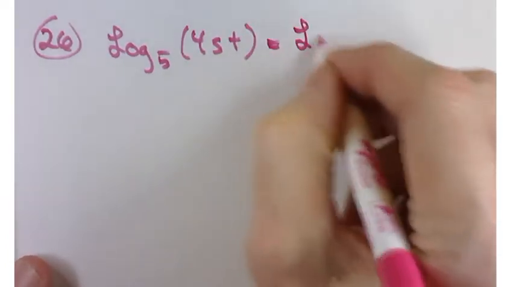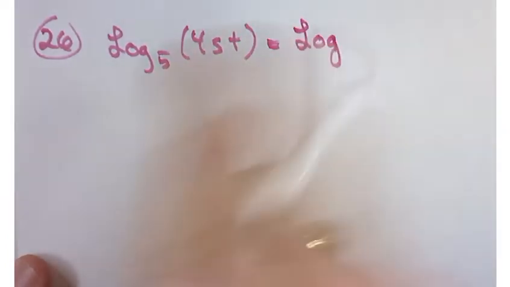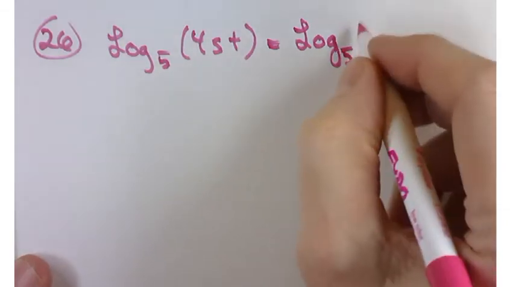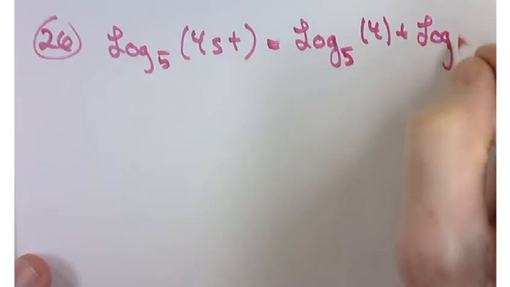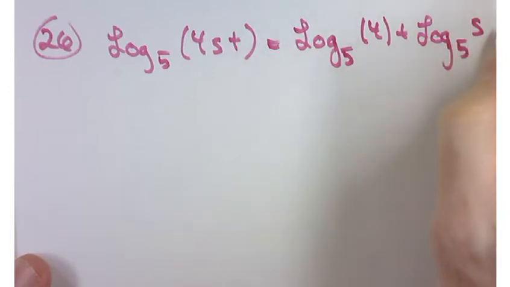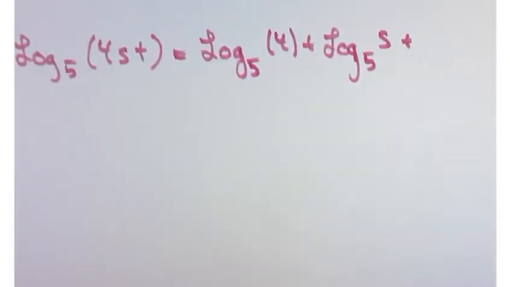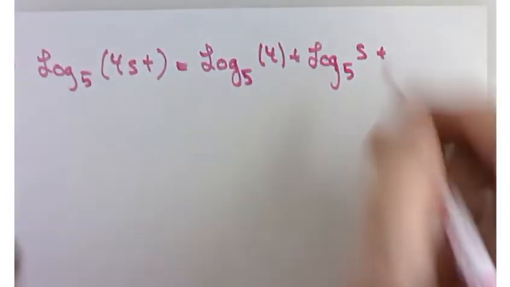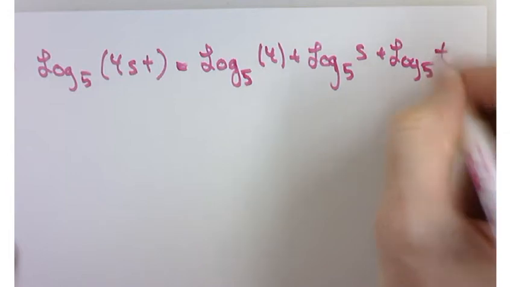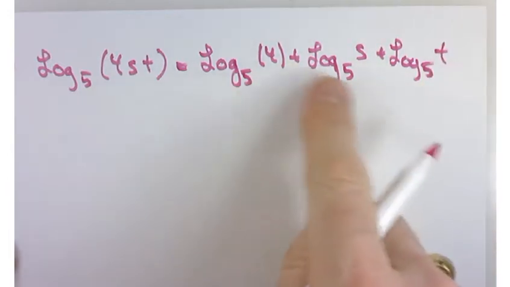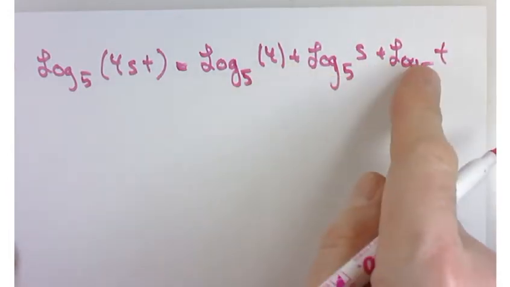Now, perhaps I should demonstrate how this all plays out, but you know what? Let's just jump, like I said, to the happy ending. Because when you have the log of a product, it becomes the sum of the logs. So let's just jump straight to this part. Log of 4 plus log of s plus log of t, all base 5.